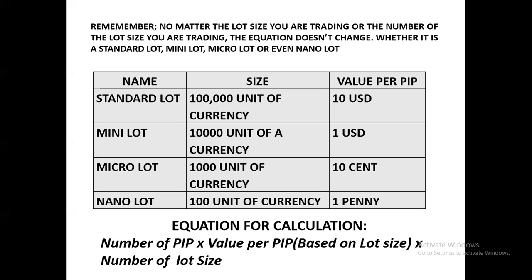So just a recap, the table for the lot sizes. Standard lot, you control 100,000 units of currency, value per pip is 10 US dollars. Mini lot, you control 10,000 units of currency, value per pip is $1 US. Micro lot and nano lot. You need this information because once you are ready to start your trading, these are the things you're going to be working with. You're going to keep these things in mind so you don't make wrong decisions and wrong calculations. The calculation still does not change: number of pips times value per pip based on the lot size, times the number of lots.